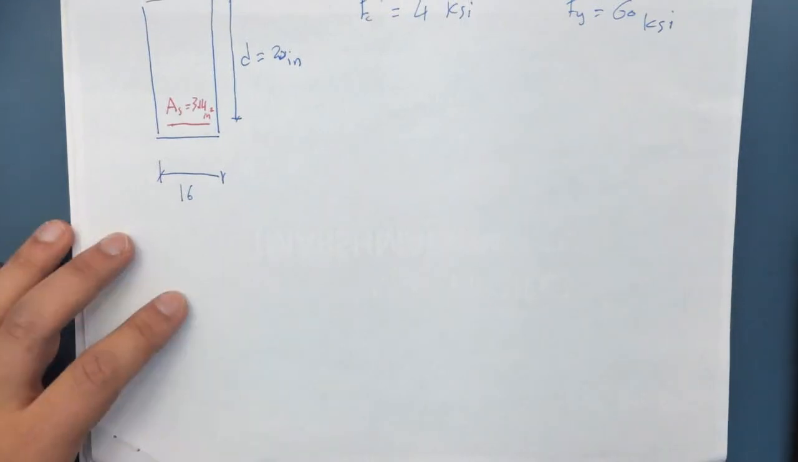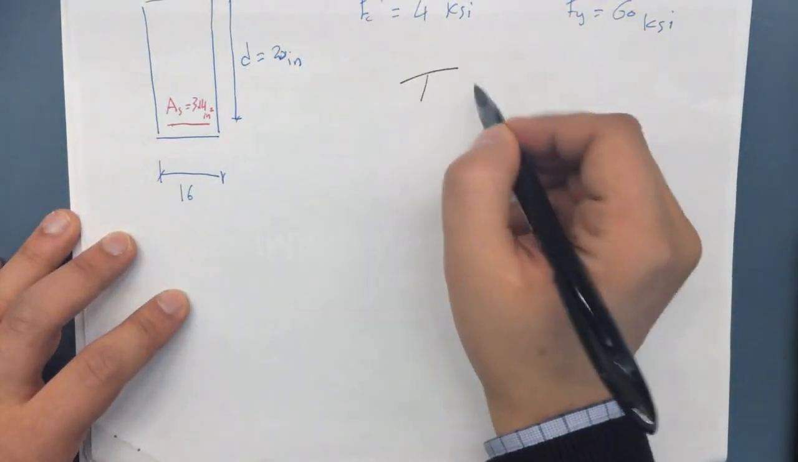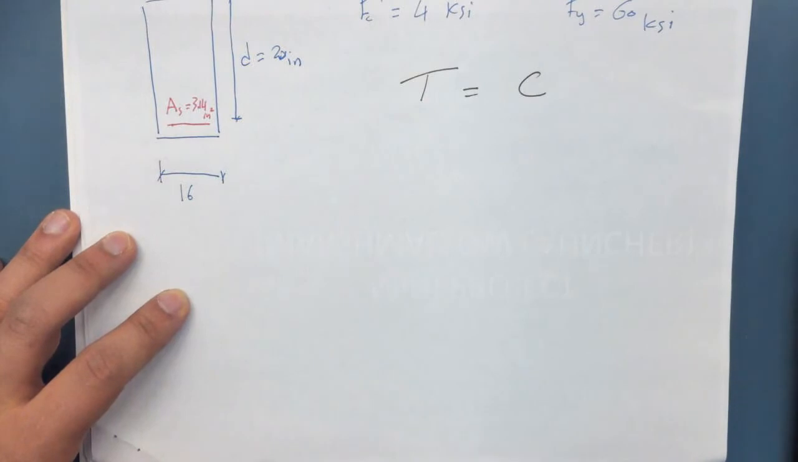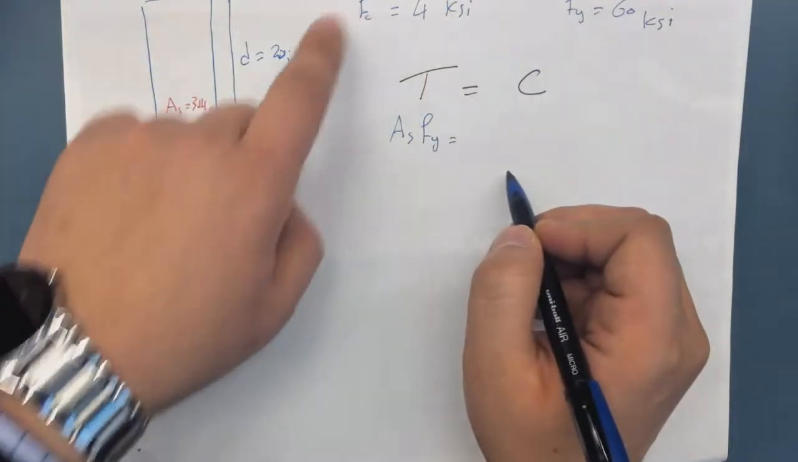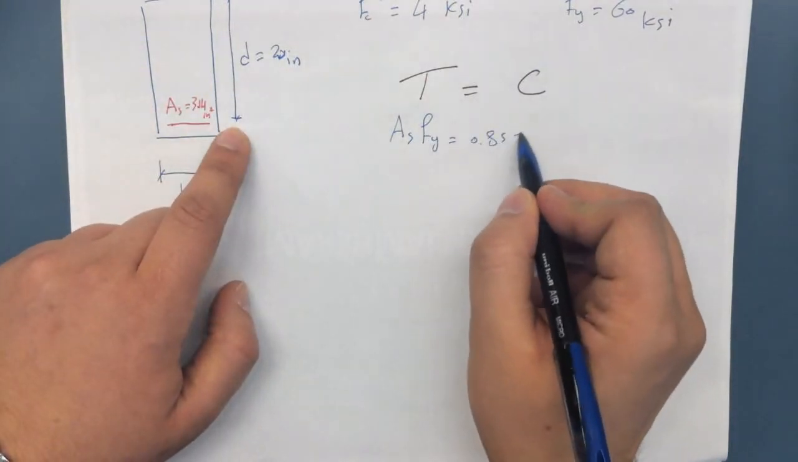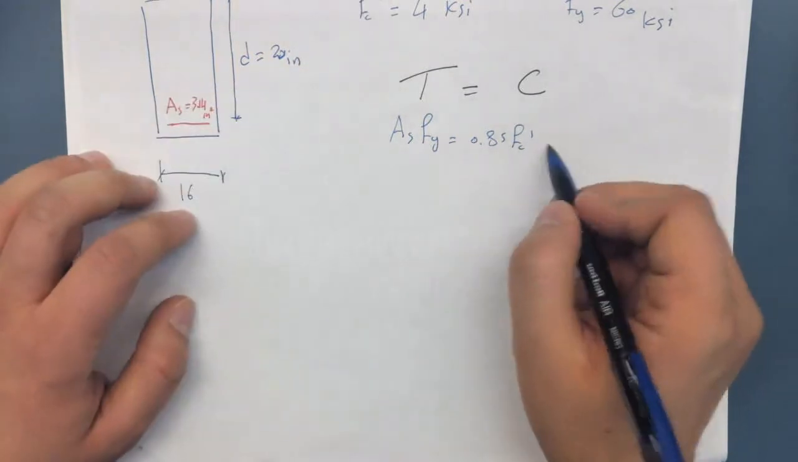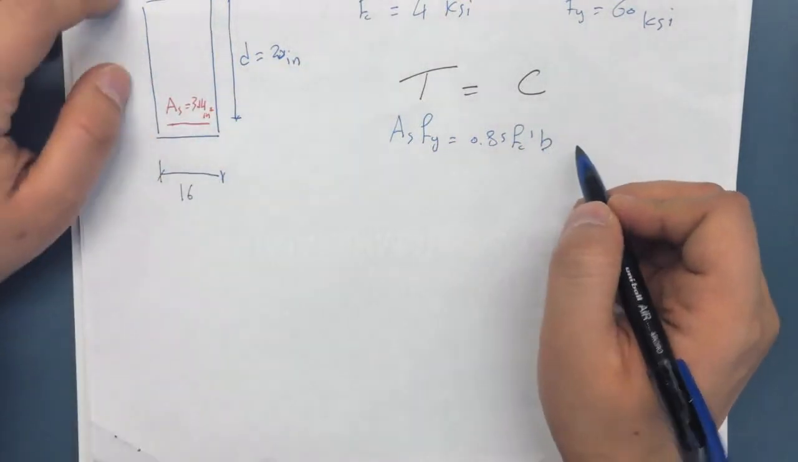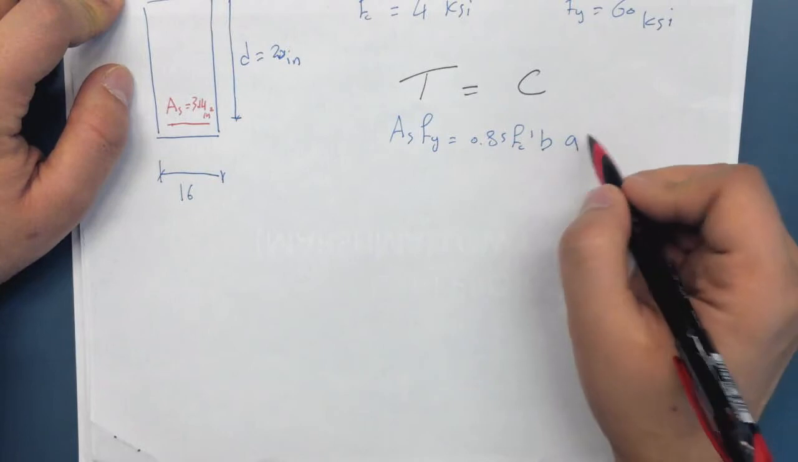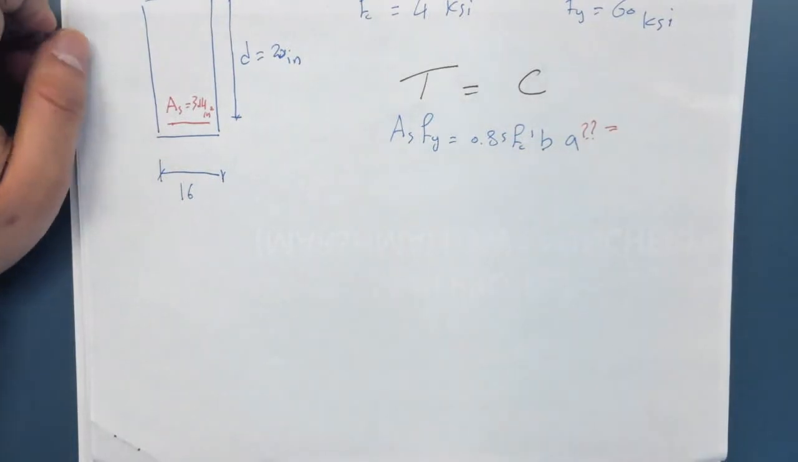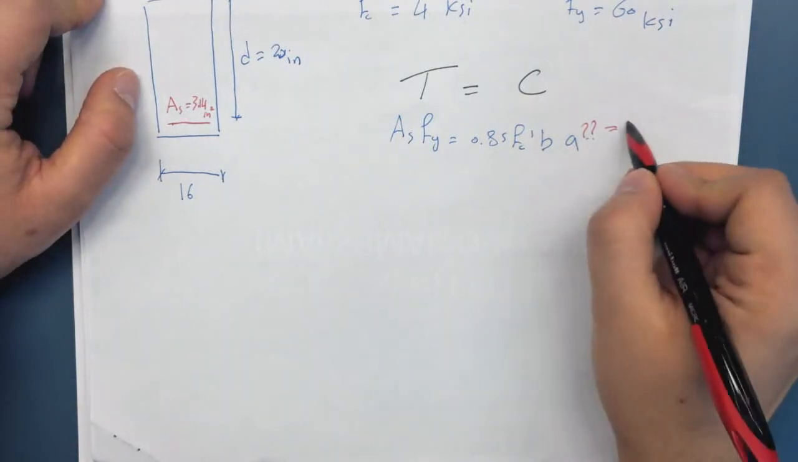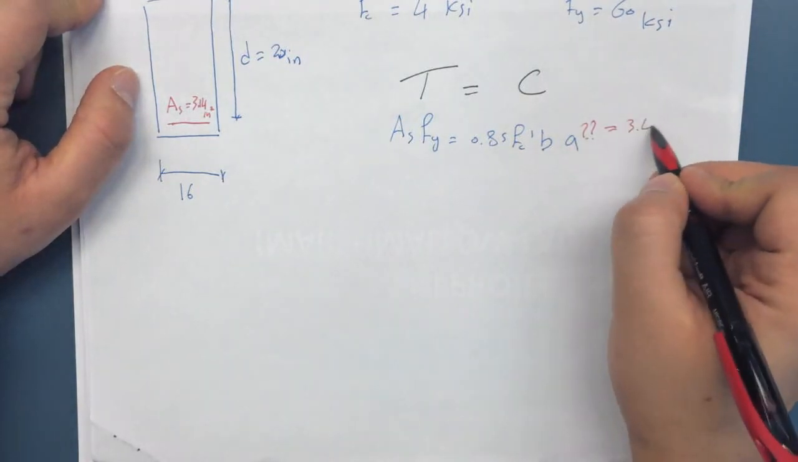So let's do this. First, you're going to always start by this equation, always, that the tension in the steel is equal to the compression in the concrete. So As, that we know, multiplied by fy, that we know, is equal to 0.85 f'c, that we know, multiplied by b, that we know, multiplied by a, that we don't know. And from here you can get the value of a. And the value of a in this case is going to be equal to 3.46 inches.